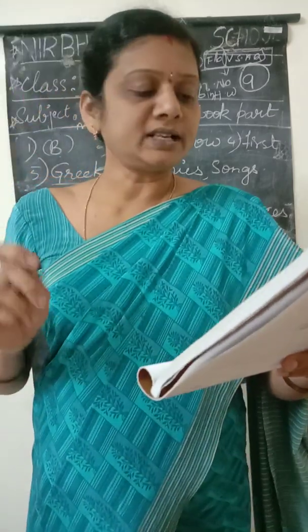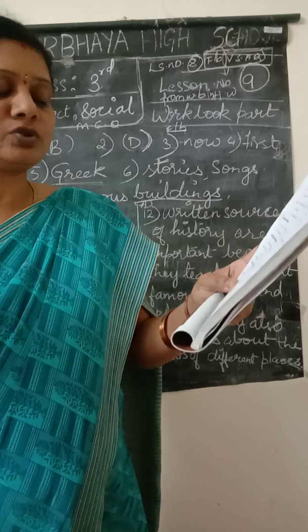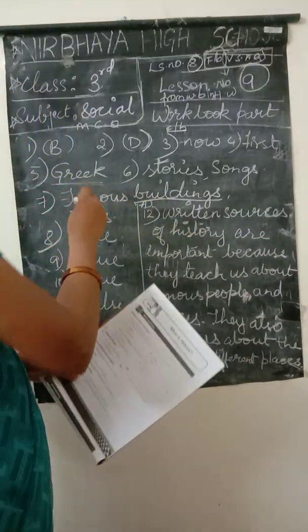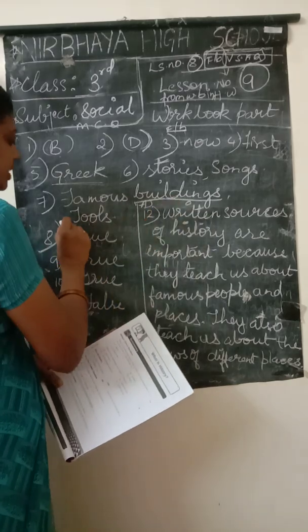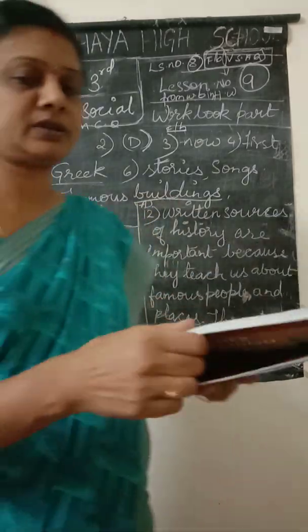Short answer question, children. Give two examples of archaeological sources of history. What is it? Famous buildings and tools. And the next one, children.